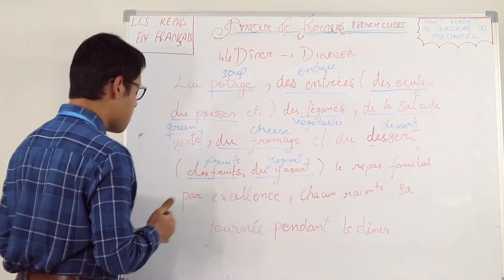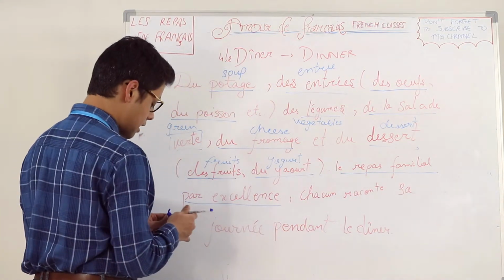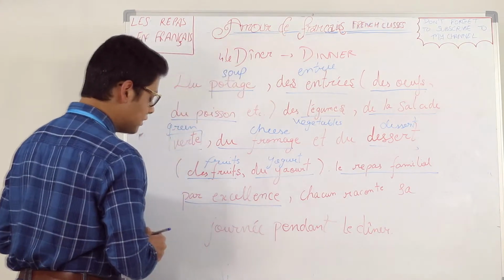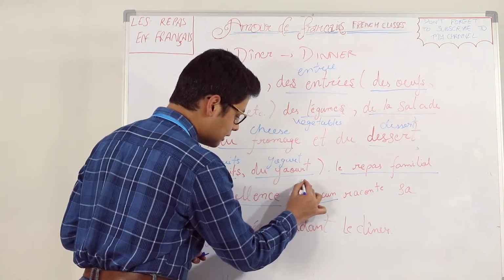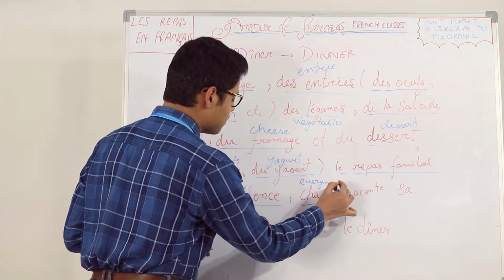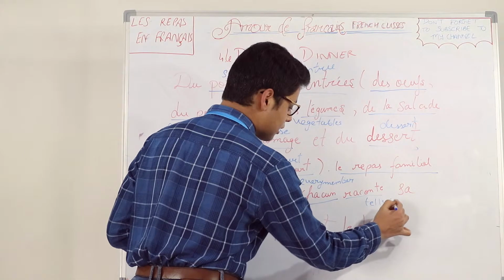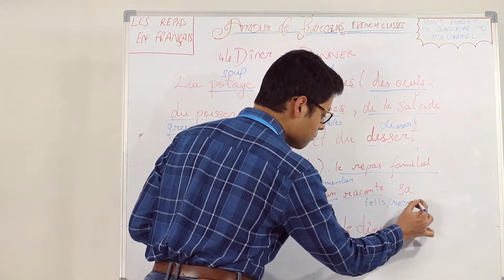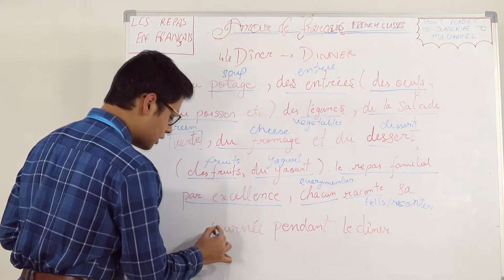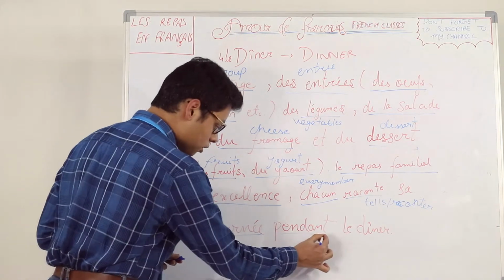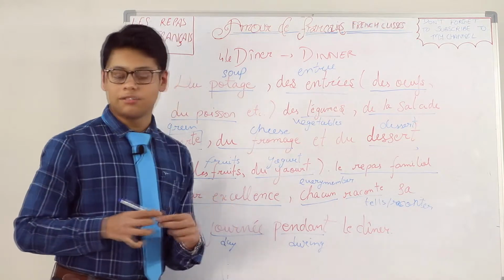Le repas familial par excellence. Family meal par excellence. Chacun raconte sa journée pendant le dîner. Chacun, this word means everyone. So in the context of the paragraph which I have written, it means every member of the family. Raconte tells or recounts. It's the verb raconter, which is an er ending verb. Sa journée, his or her day. Pendant means during. Le dîner, the dinner.